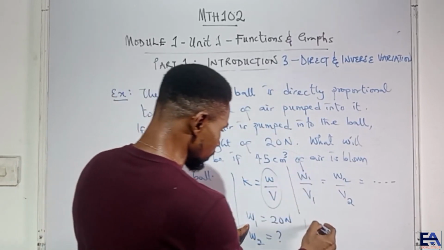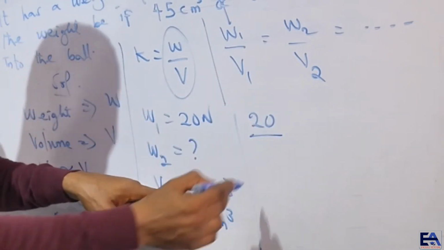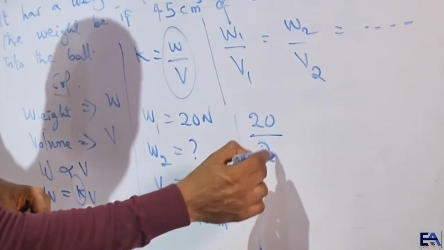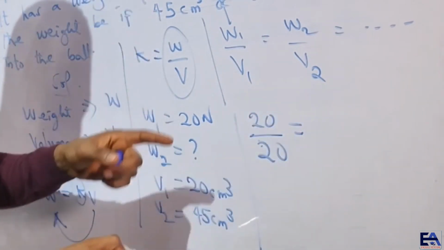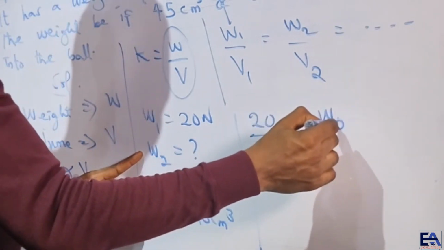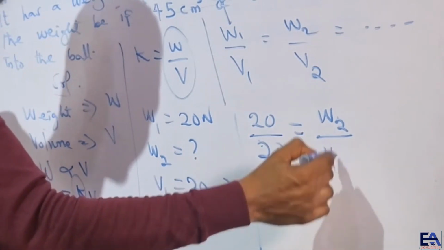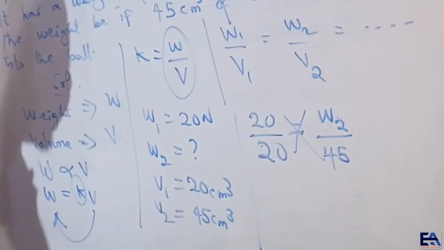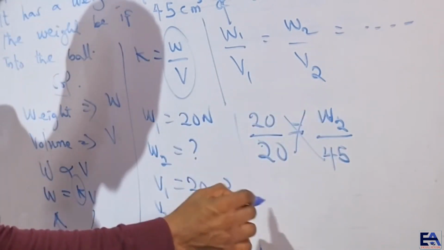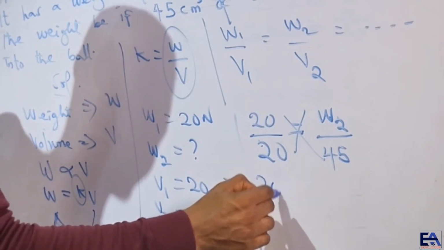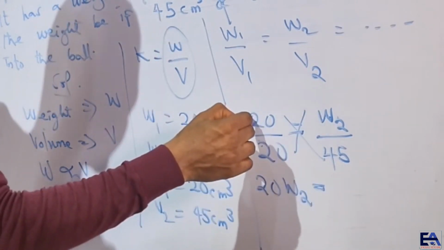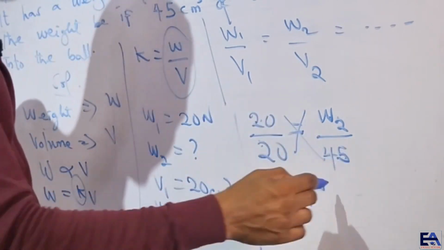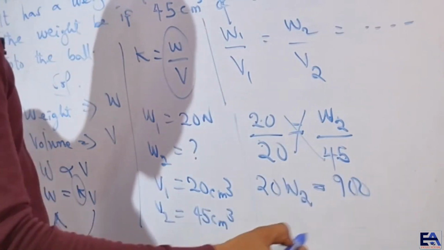So weight 1 is 20 over volume 1, which is 20 cm cube? Yeah, 20. Okay, good. Then that is equal to weight 2, which we don't know, divided by volume 2, which is 45. Mathematics allows us to cross multiply when we have this kind of situation. So when you cross multiply, W2 times 20 becomes 20 W2, then 20 times 45. So you can say 450 times 2, and that will be 900. So you have 900, okay?